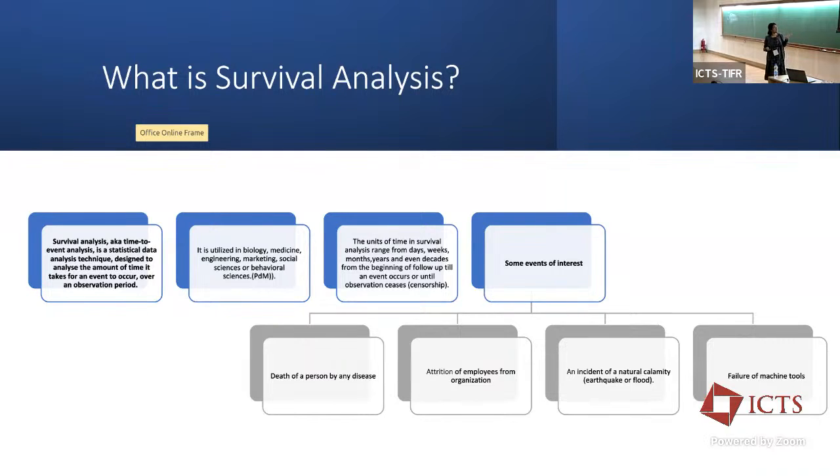Now, some events of interest, like death of a person by any disease. For example, if you have enrolled cancer patients, and they have undergone some treatment, and then we're going to follow them to see if there's a recurrence of the disease, or after the treatment, how are they doing, or some of them may die. Or you have attrition of employees from an organization. When employees join an organization, after how many years can you expect them to be leaving? They might leave to go to other places. Or an incident of a natural calamity like earthquake or flood, or failure of machine tools. So as you can see, you can use that in many areas. But of course, we talk about it in the health domain.